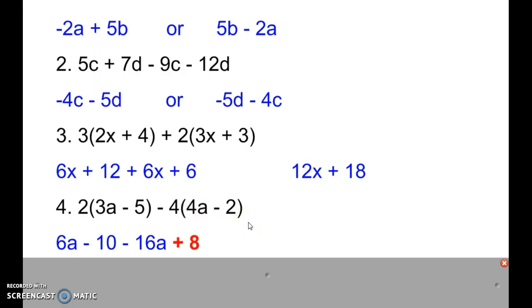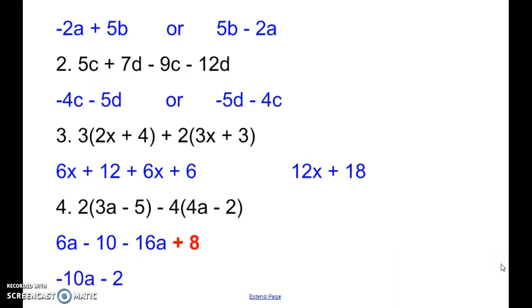I've highlighted it bold and red because when I showed this to a class recently, about half of them came up with minus 8 there. Make sure you understand why that has to be positive. Negative times negative. Okay, not quite finished yet. 6a take away 16. Again, taking away more than you started with. So you end up with minus 10a. And then minus 10 plus 8. We are going towards 0. We're going to end up with minus 10a minus 2.